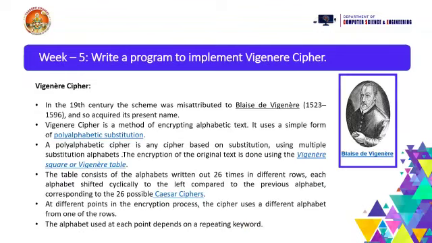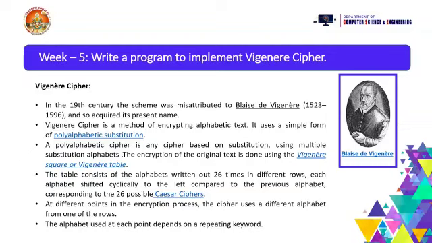Vigenere cipher is a method of encrypting alphabetic text. It uses a simple form of polyalphabetic substitution. In polyalphabetic substitution, the same plaintext character will have multiple substitution characters or ciphertext based on the key. The encryption of plaintext is done using the Vigenere square or Vigenere table.